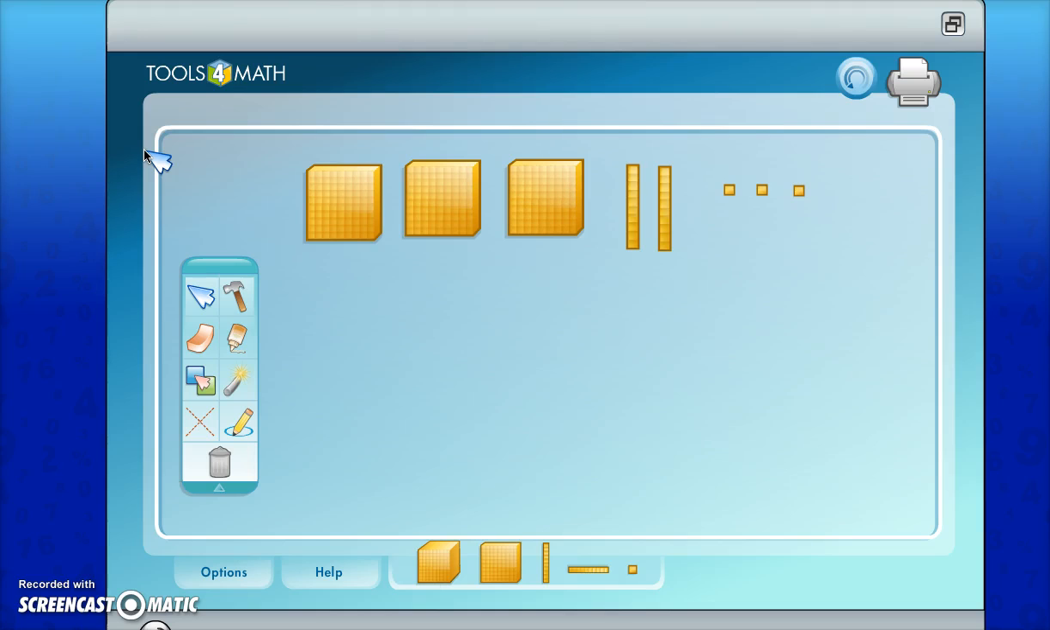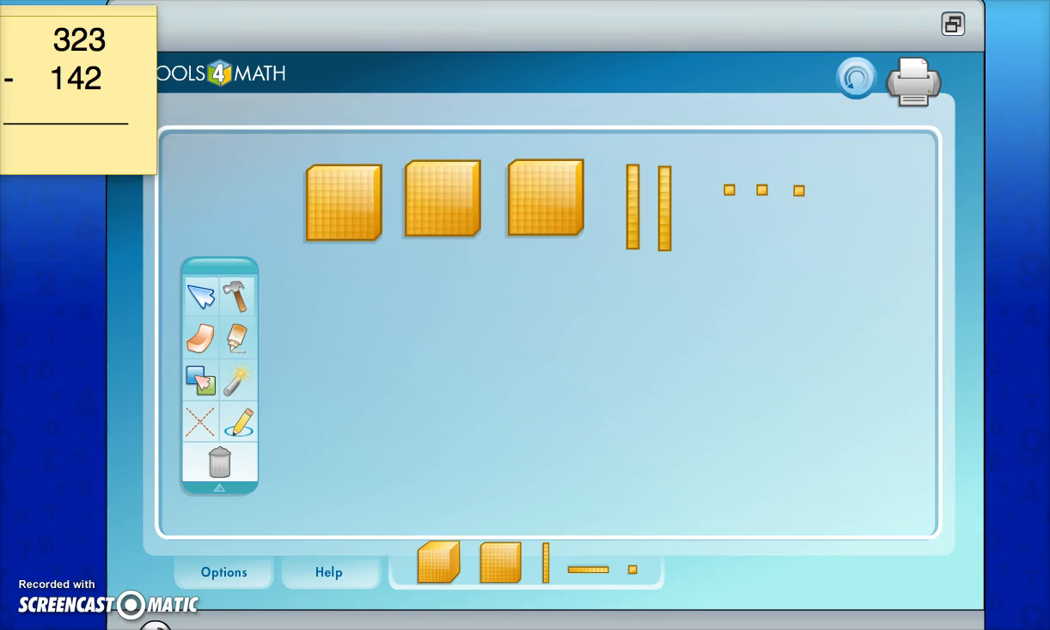Let's get started. My problem for tonight is going to be 323. I'm going to take away 142. Think back to this afternoon. Place value is super important. If I take away the wrong values from the wrong place value, my problem can get all messed up and I'm going to get the wrong difference. So we have to be really careful that we're taking away the right amount from the right place.